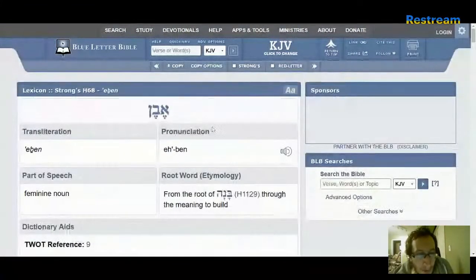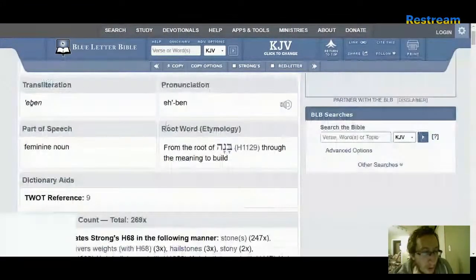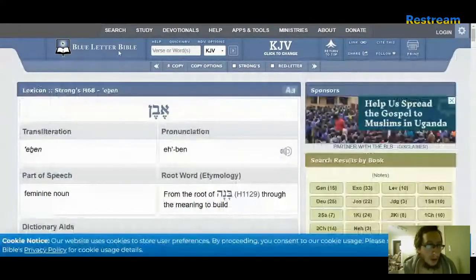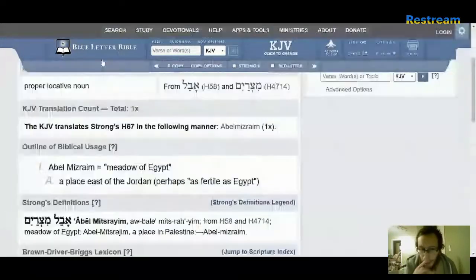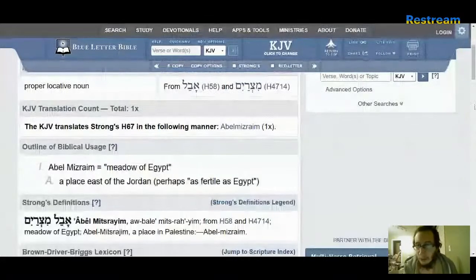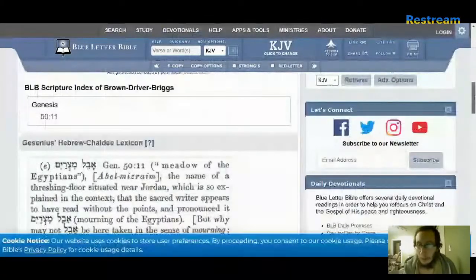I was hoping to do stone, but I don't think we're going to do stone because that's going to be too much. I'm going to try to wrap it up here, so we won't be doing stone today. We'll do stone first word for next time.